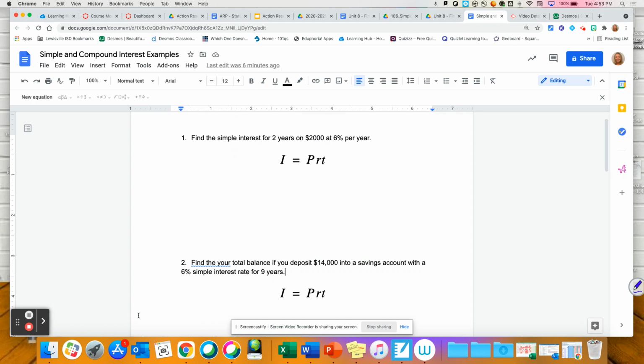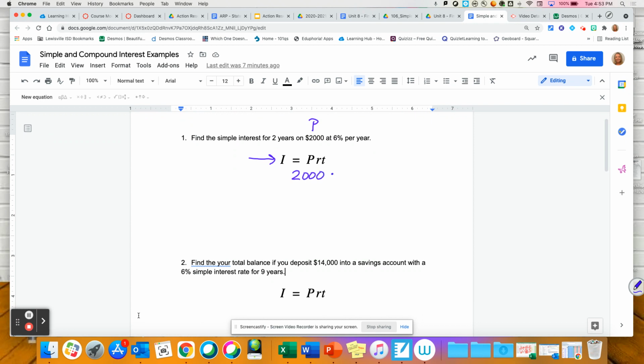The formula is the interest is equivalent to the principal, that's what the P stands for, times the rate, that's what the R stands for, times the time. The principal stands for the amount of money that you first initially start with. So in this case, it's going to be $2,000.